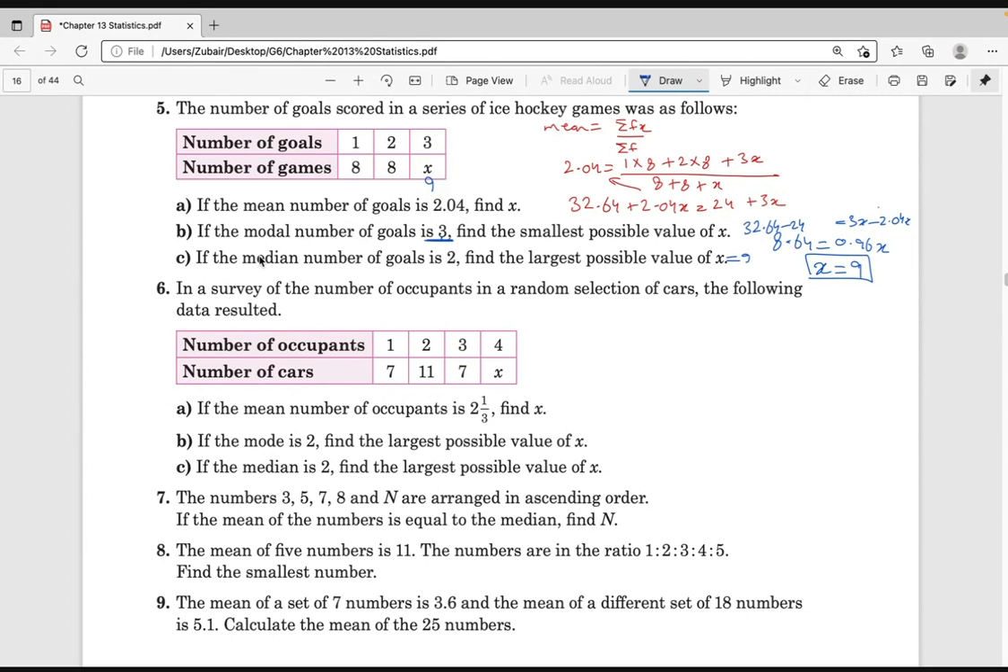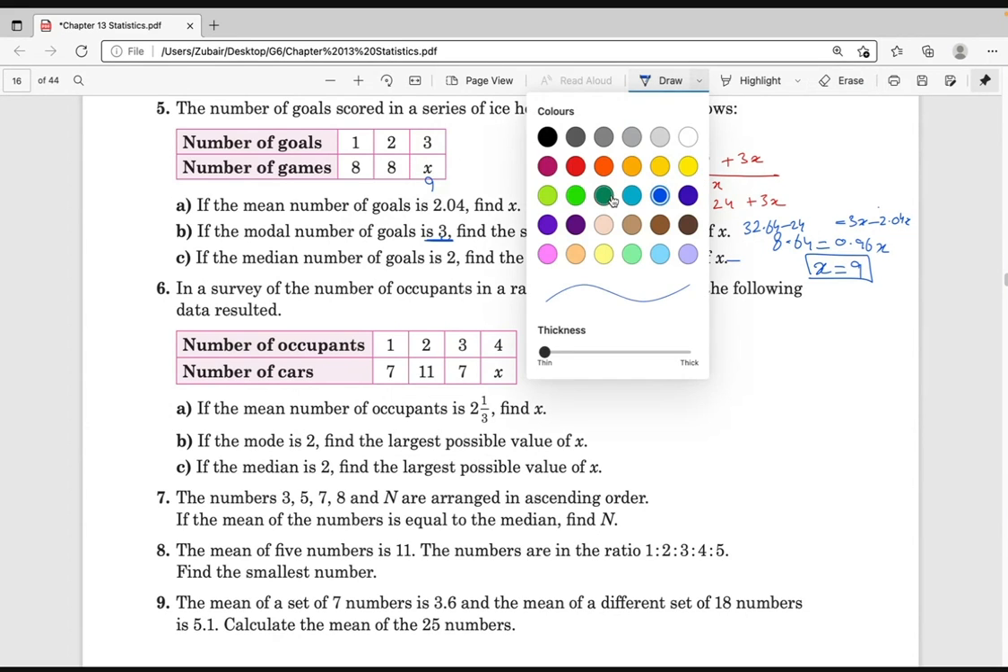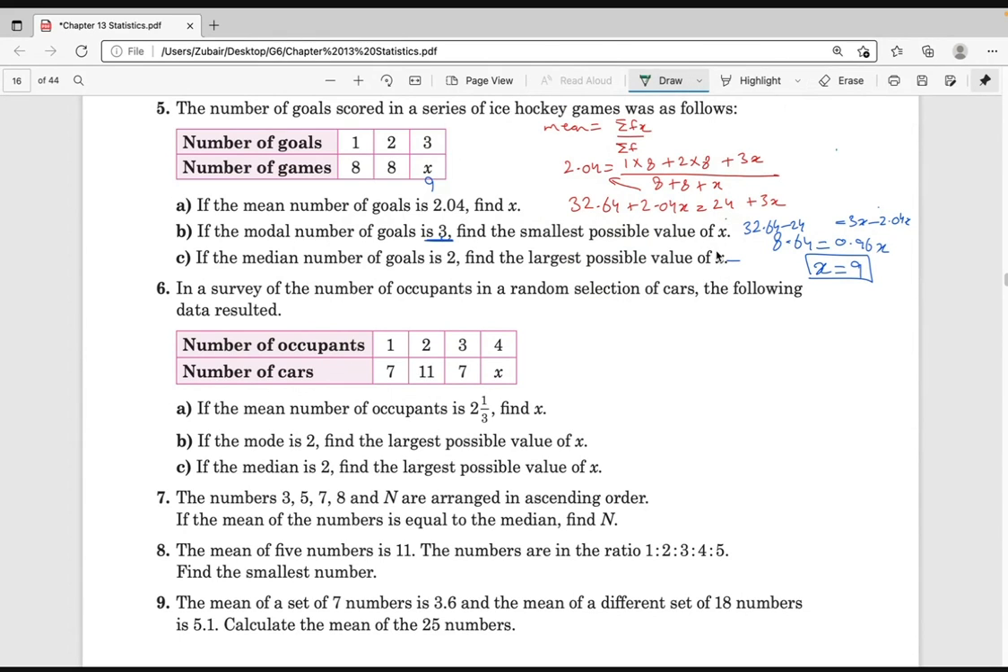Yes, sir. This was the B part. So this is 9.